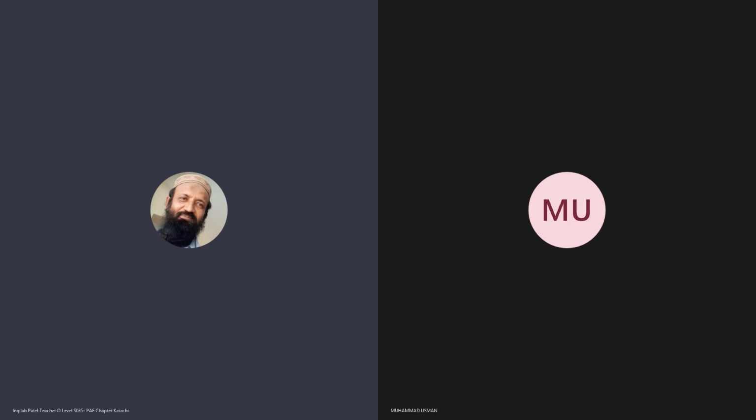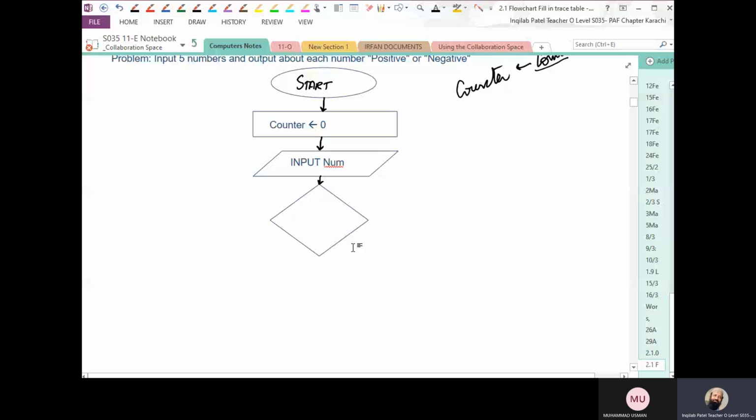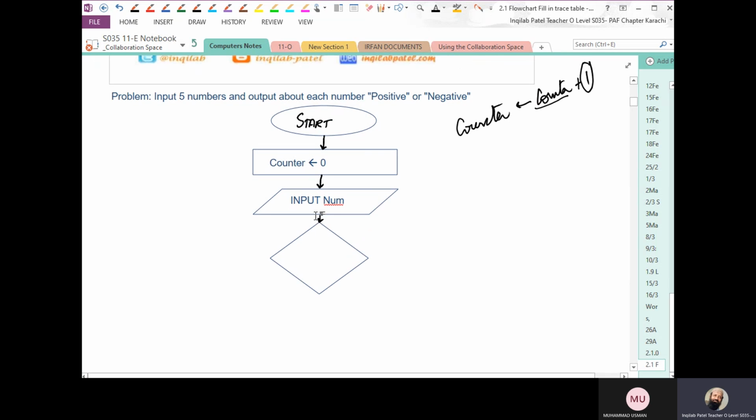So we have initialized counter with 0, then input number, and then we need to check that the number is negative or positive. To check that, we use: is num lesser than 0? If number is lesser than 0, it will be negative. If num is not lesser than 0, then it will be positive. Right? So we will check.